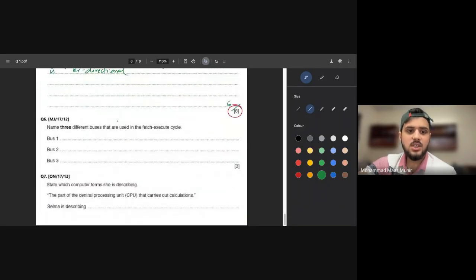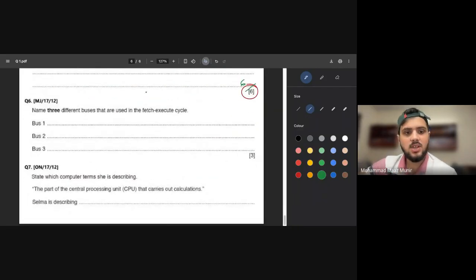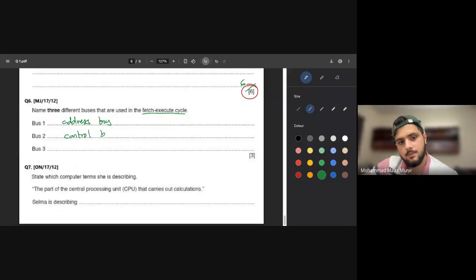See? Now question number 6, and then we're just going to end it. Name 3 different buses that are used in the fetch execute cycle. 3 ही buses आपकी course में, उसमें से आपने लिख देनी. Address bus, control bus, data bus. And you're going to get 3 marks.